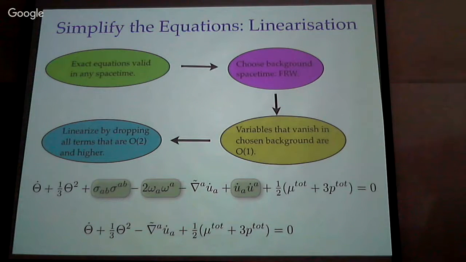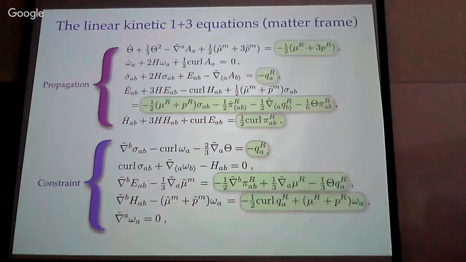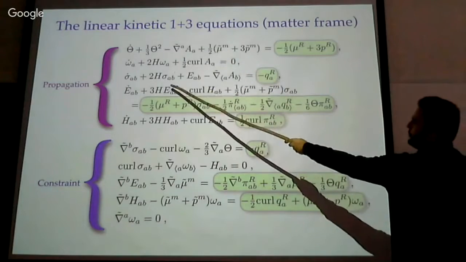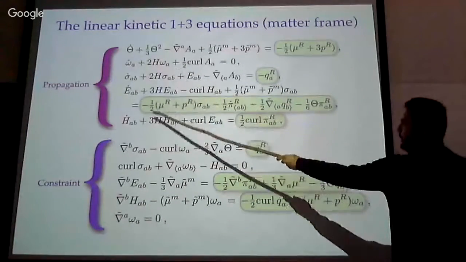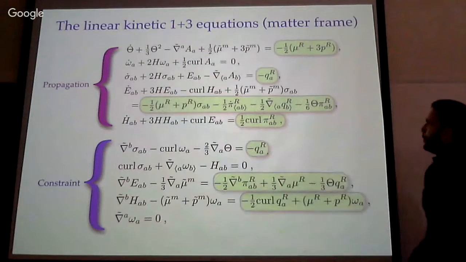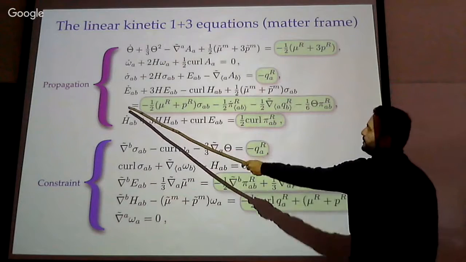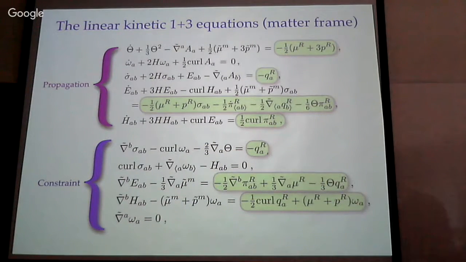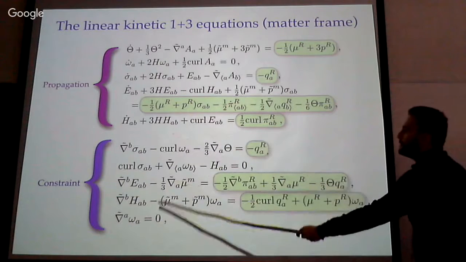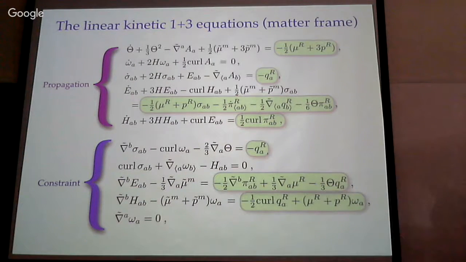Once you've done this operation on the 1+3 equations, you start to get to something that is manageable. So I can actually show you the complete set of 1+3 equations. This is the linear kinetic part. So there is an equation for the expansion, one for the shear, one for the vorticity. These are the equations for the components of the Weyl tensor, which we will neglect here. And these are the propagation equations because there is a time dependence, the time derivative here. This we call a constraint equation because there is no time derivative, there is no dot in there.